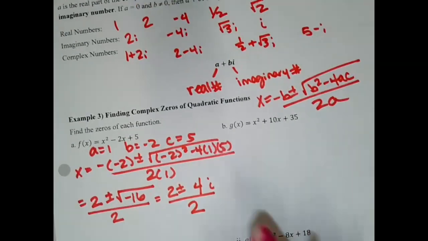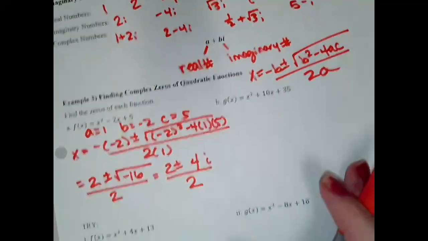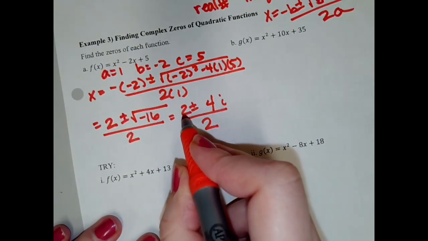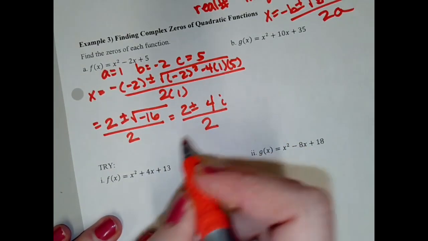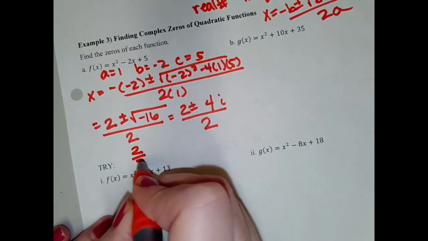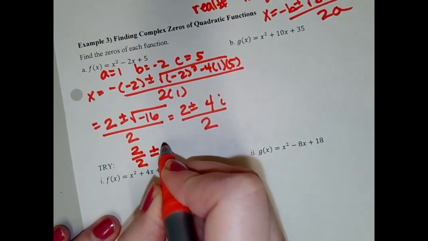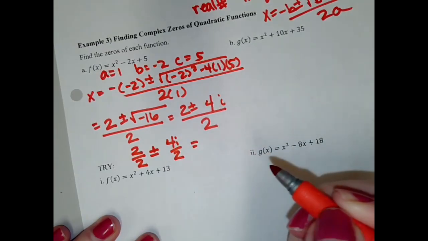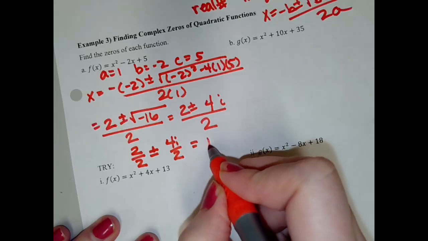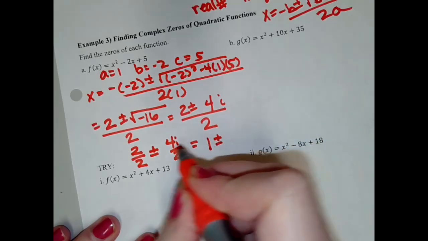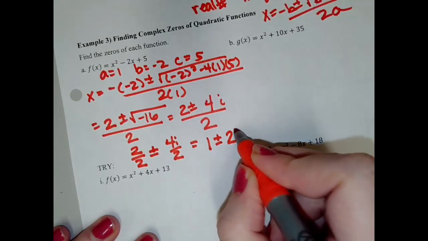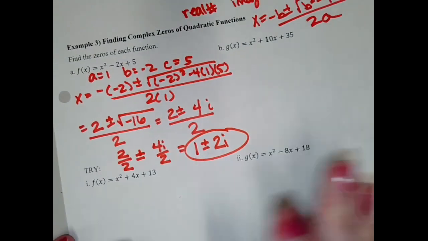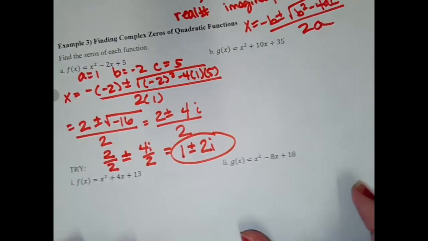Now, I am supposed to separate my real and imaginary parts, so we do have to break this up and divide each of these by 2. So I'm going to break it apart and say 2 divided by 2 plus or minus 4i divided by 2. And simplify. 2 divided by 2 is 1, plus or minus 4 divided by 2 is 2, and I have that i. So that would be my final answer in standard form. Real part first, imaginary part second.